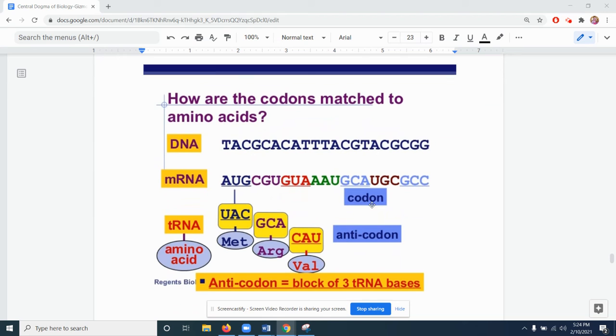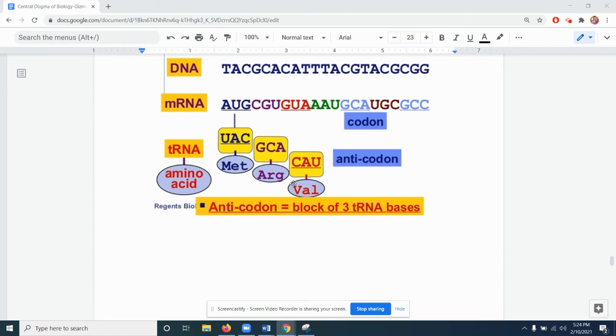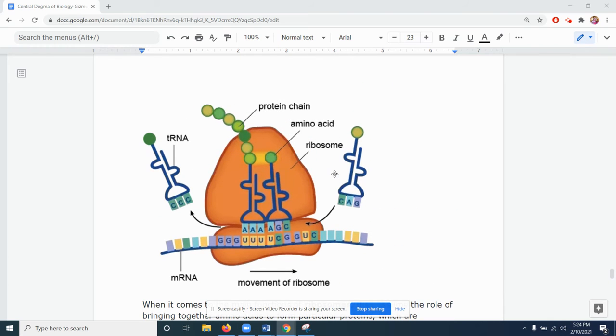So here's another example: DNA, RNA, RNA. RNA determines the amino acid. Then we have these structures called tRNA.